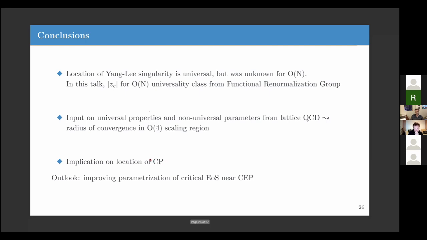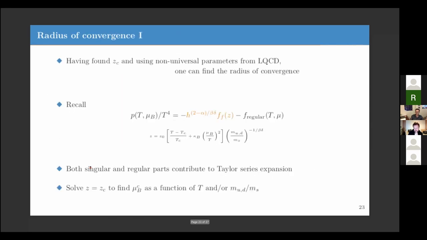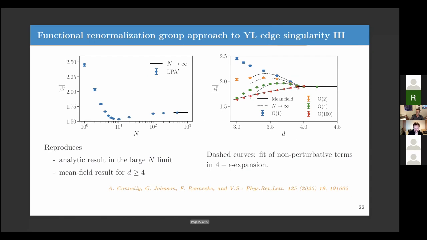So one can assume that wherever the critical point is, it would be a continuation of the orange band I showed you before. Additionally, one can use this input to improve our parameterization of the critical equation of state near a critical endpoint, because, as I said, the epsilon expansion cannot provide the location of the singularity, but our fits of the non-perturbative parameters in the epsilon expansion you can now put into the parameterization of the equation of state to improve our understanding also of the behavior near the Z2 critical endpoint.